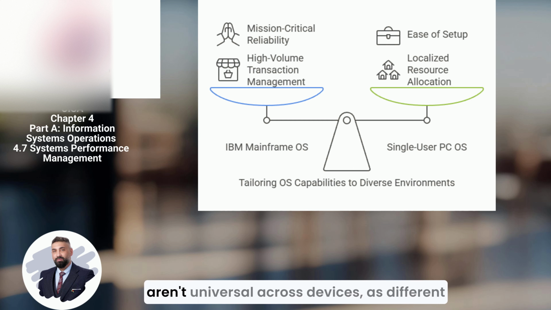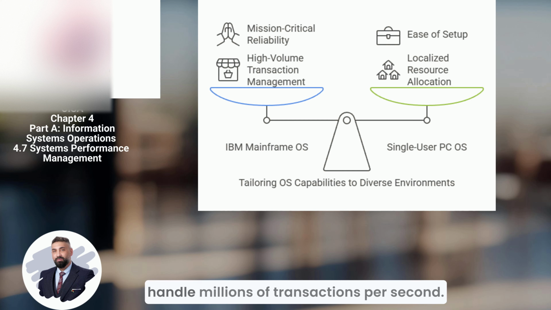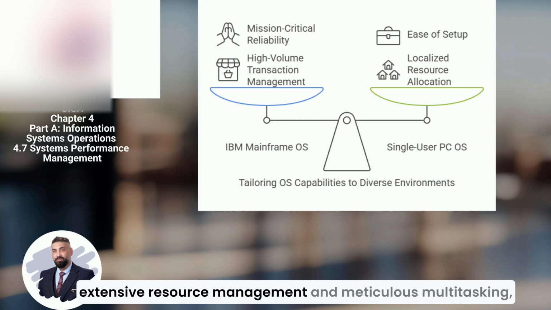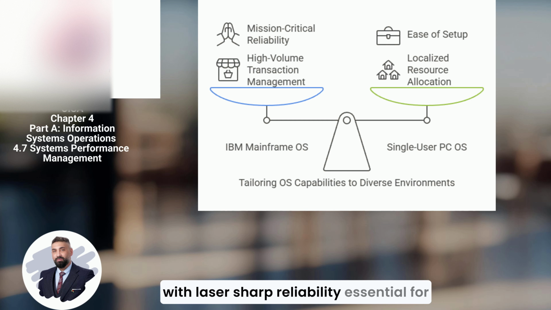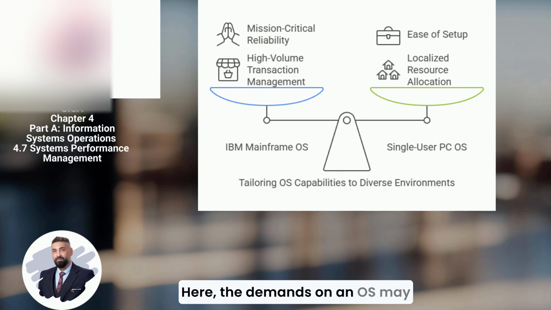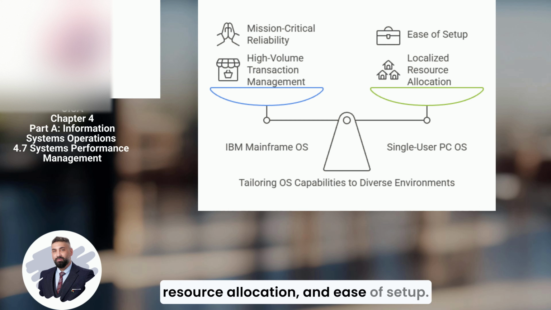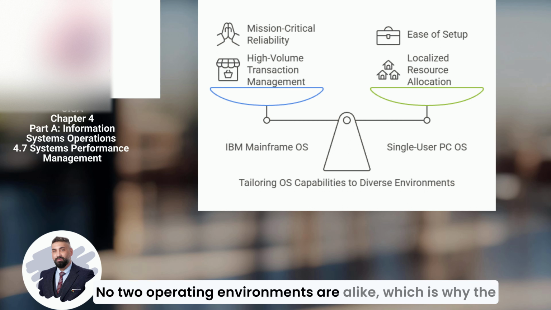But the capabilities of an OS aren't universal across devices, as different environments call for tailored systems. Take these scenarios. Imagine a powerful IBM mainframe designed to handle millions of transactions per second. Its operating system, like z/OS, handles extensive resource management and meticulous multitasking with laser-sharp reliability, essential for mission-critical environments. On the other end of the spectrum, consider a single-user PC operating in a small office network. Here, the demands on an OS may be more localized, prioritizing efficient file sharing, resource allocation, and ease of setup. No two operating environments are alike, which is why the tools and processes embedded in each OS must differ.